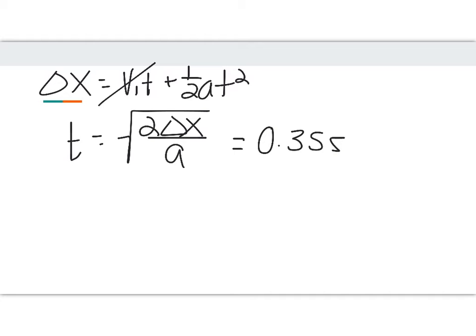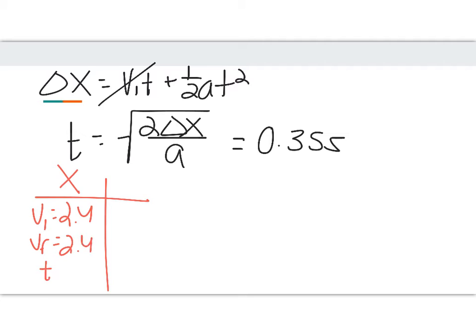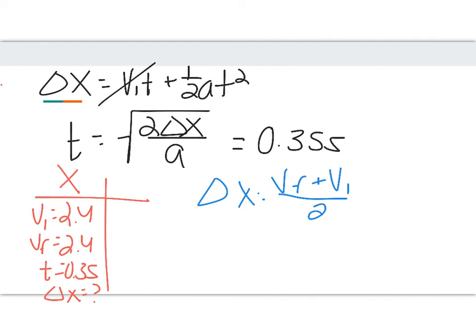Now, at this point, I can use that time in my x. So for my x, I have my initial and final velocity, and now I have my time. So now I can look for delta x. Which equation am I going to use? Well, because I do not have any acceleration, the only equation I can use is my final kinematics equation. Remember, this one is not given to you on the AP test, but it's probably worth memorizing.